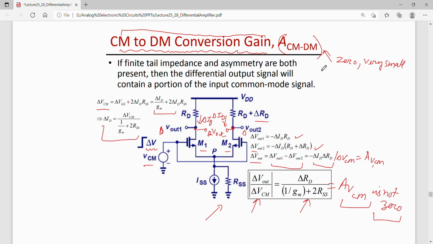If it is zero, that means any noise which is common to both the inputs will not be reflected in the output. The common mode gain being zero also represents that if any noise is common to both these two inputs, that noise will not be reflected in the output.